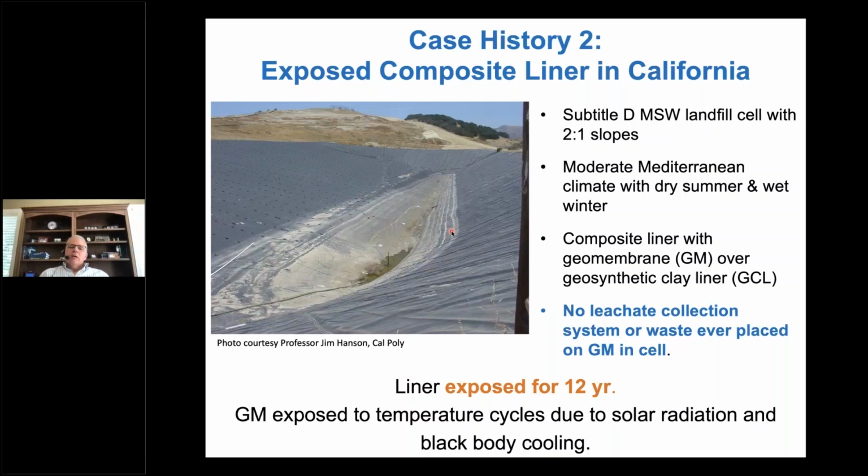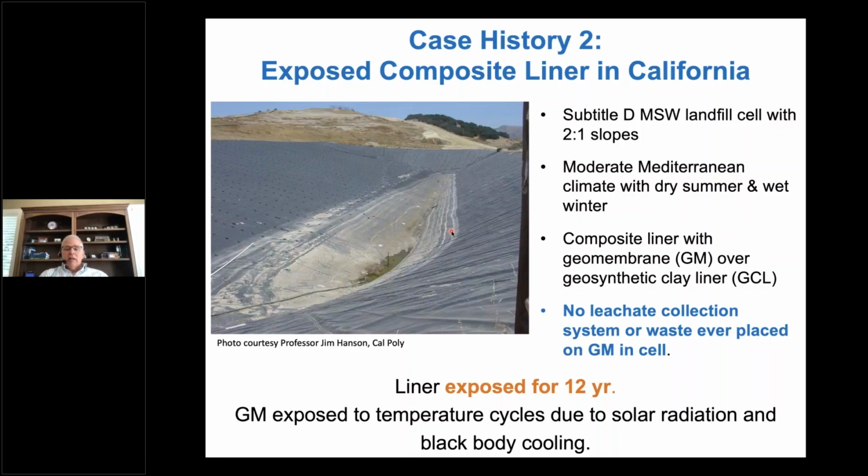And this is a unique case because this cell was built in central Northern California. I guess I would say it's between San Francisco and LA area. I don't know whether you'd still call that Northern or Southern California, but I'm a Midwesterner, you have to forgive me. But it's a moderate Mediterranean environment. It's got a dry summer, a wet winter. The site was composite lined, fairly steep slopes, 2-to-1.